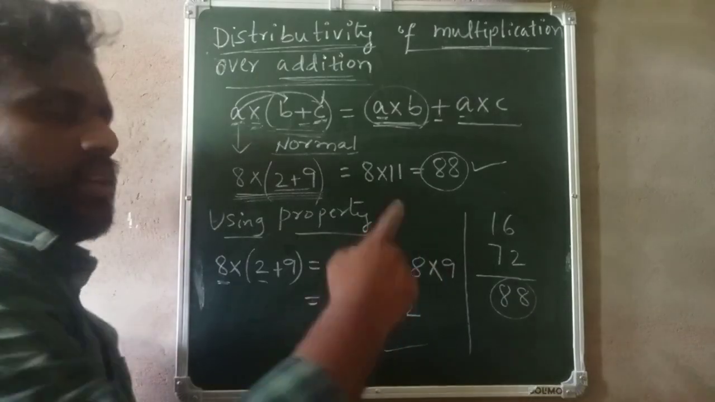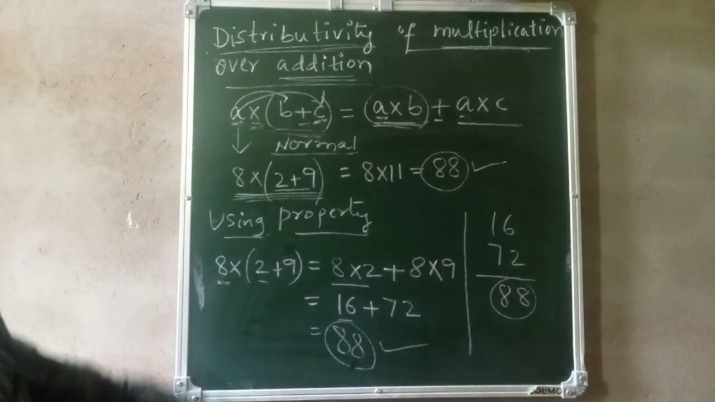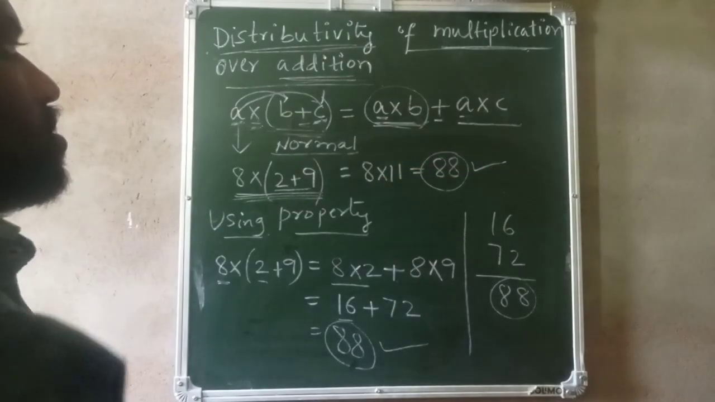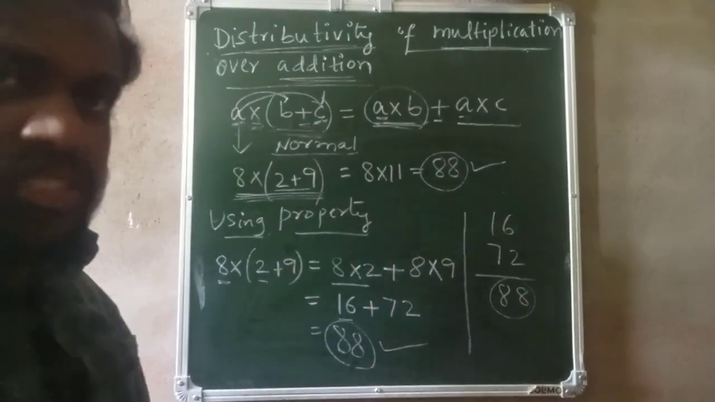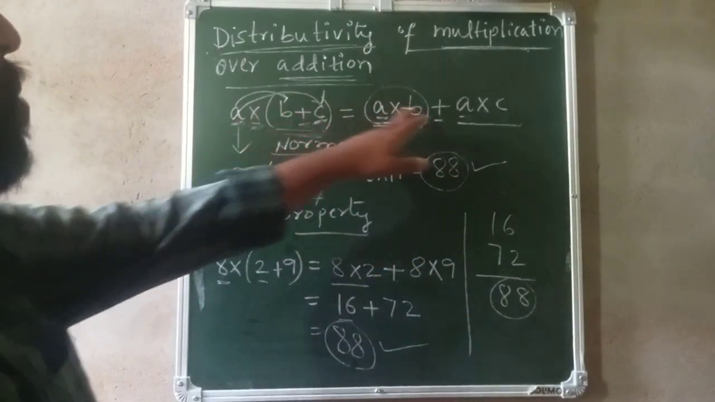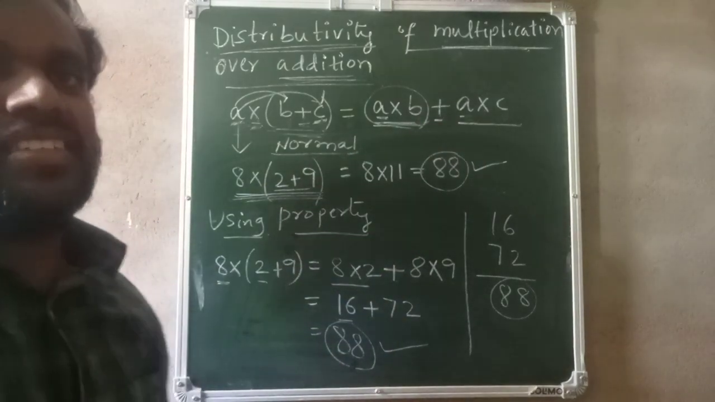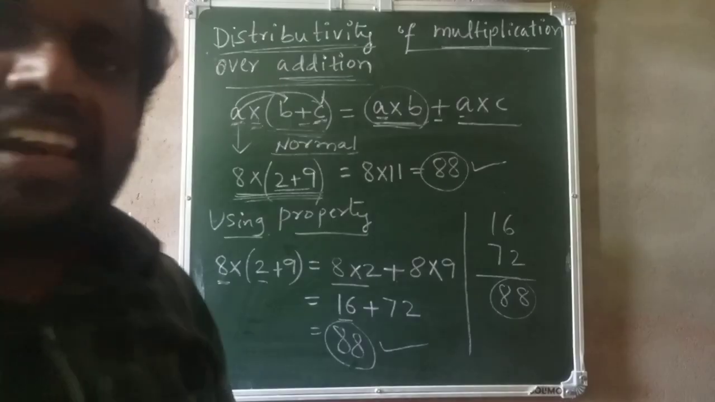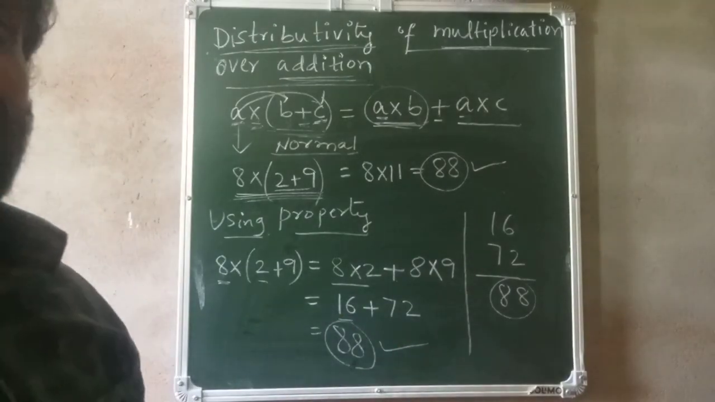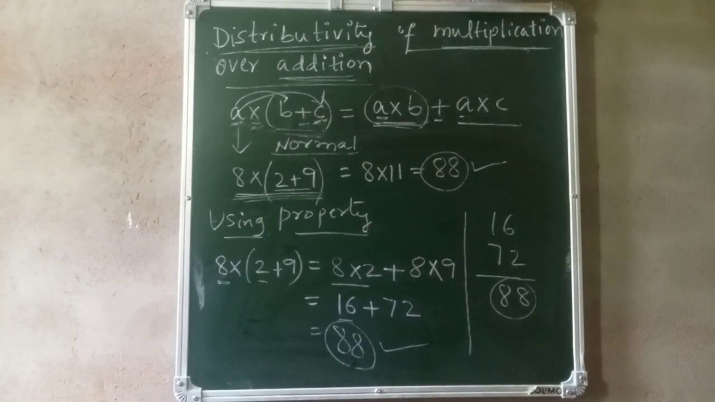Now what does it mean? Since these answers are same, this property, the distributivity property, is correct. This equation is correct. So we checked it, we verified this.